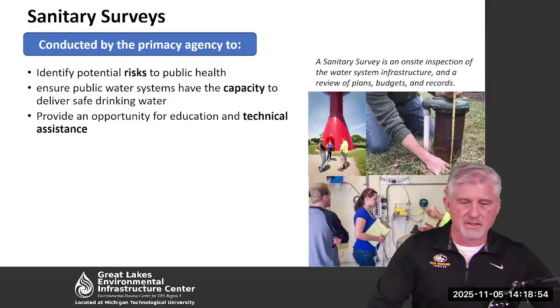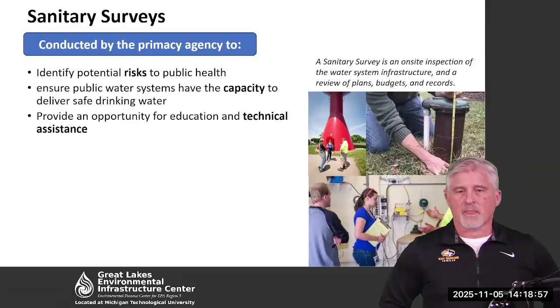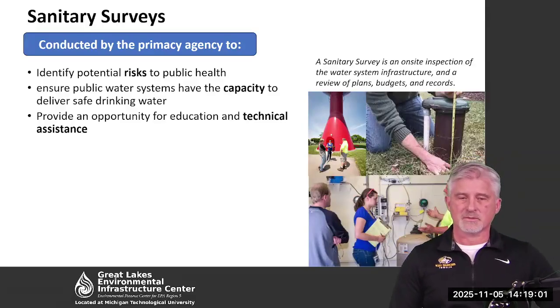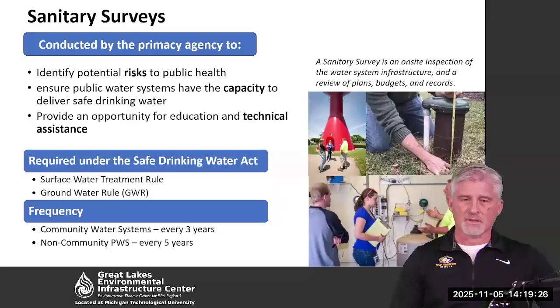So next I'm going to talk about sanitary surveys. They're conducted by the primacy agency to identify potential risks and ensure that the system has the capacity and capability to provide safe drinking water. They're also an opportunity for the regulating agency to help the system along, provide technical assistance, education, things like that. You can expect an on-site inspection of the system, and a review of the plans, budget, and different things.